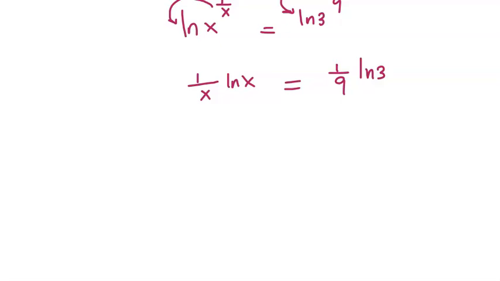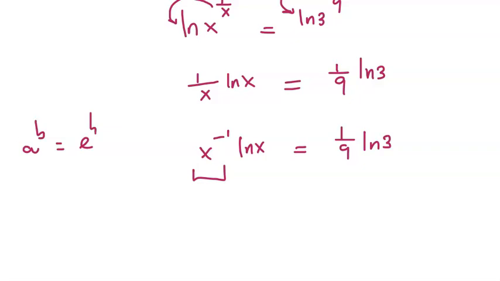So 1 over x is the same as x raised to the power of -1, right? So this is x raised to the power of -1 multiplied by the natural log of x, equal to 1 over 9 times natural log of 3. Now for this part here, let us use this idea. We know that a raised to the power of b is equal to e raised to the power of b multiplied by the ln of a. So this part here will become e raised to the power of -1 times natural log of x, which is the same as negative natural log of x. Then we have multiplied by the natural log of x. So this is equal to 1 over 9 times the natural log of 3.